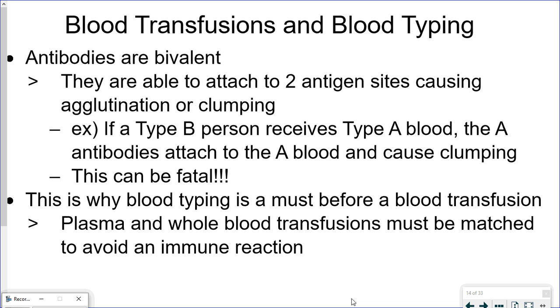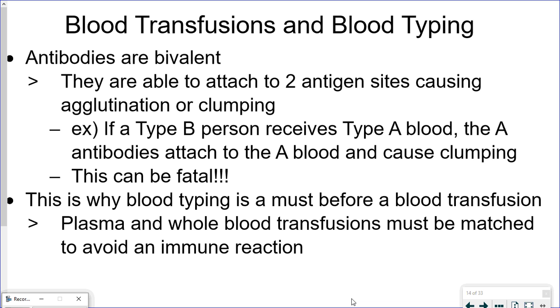So if a person with type B blood receives a transfusion with type A blood, their A antibodies are going to attach to those blood cells with the A antigens and cause clumps, which can move throughout the bloodstream, cause strokes, things like that, and become fatal. This is why blood typing is so important before they do a blood transfusion. They're not going to give someone any type of blood unless they know their blood type.